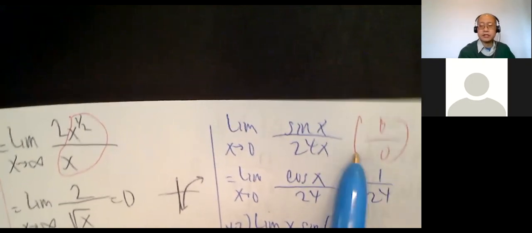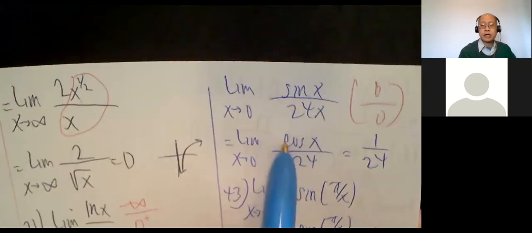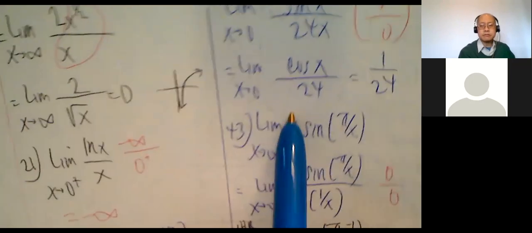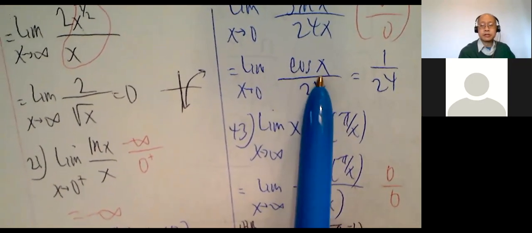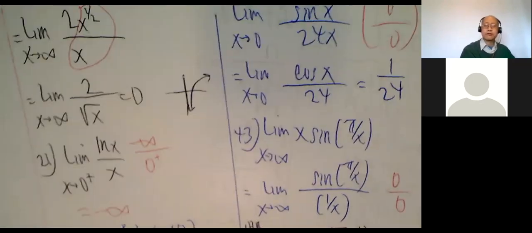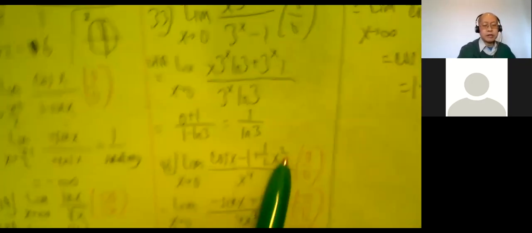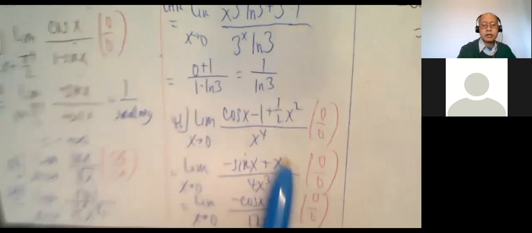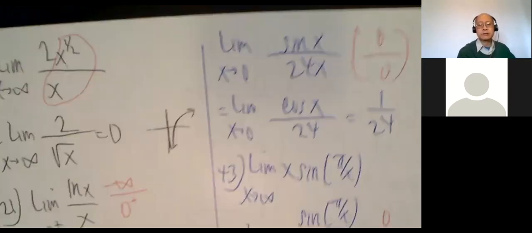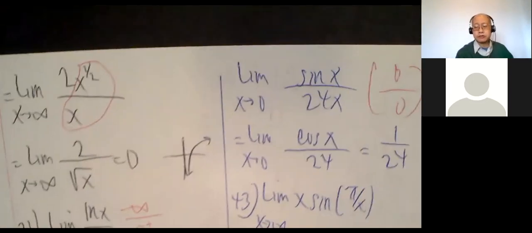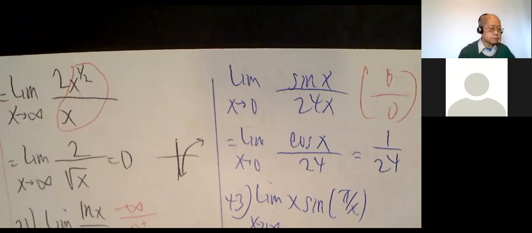Keep going until you don't get a 0 over 0. Okay, derivative of the top, cosine x, derivative of the bottom, 24. Finally, I can just plug in. So plug in 0, cosine of 0 is 1, so 1 over 24. So here's an interesting example. We had to apply L'Hopital's rule, what, 1, 2, 3, 4 times. But after 4 times, we finally got our answer, 1 over 24. So you might have to do L'Hopital's rule more than once.